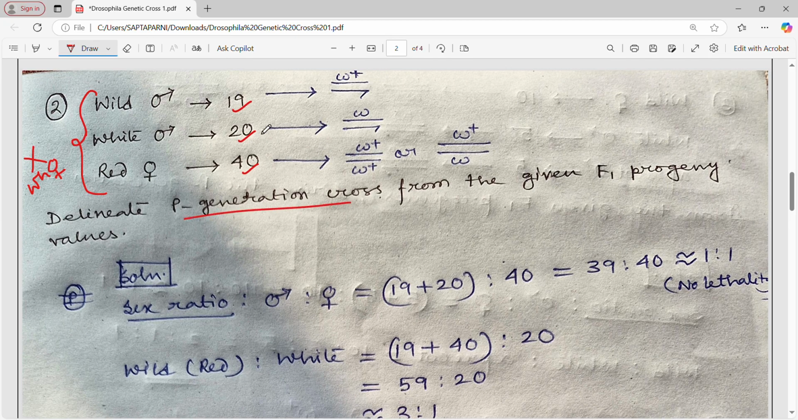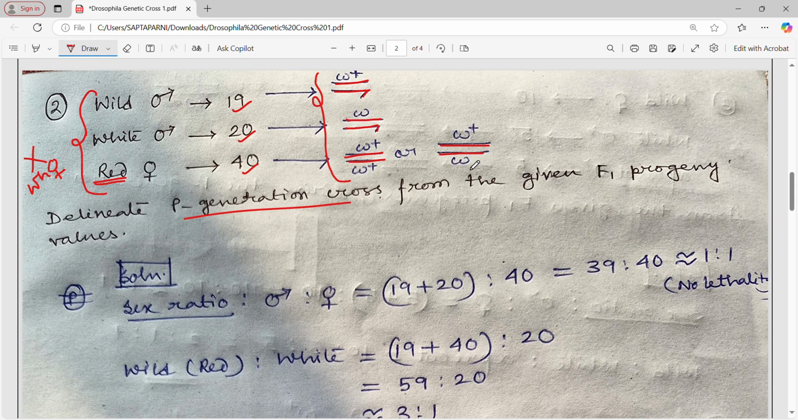So first of all we will write down the genotype of F1 progeny. So what will be the genotype? Wild type male means obviously this is the Y chromosome, and on X chromosome there will be W plus allele. White male means this is the Y chromosome, and on X chromosome there will be mutant allele W, for white eye color. Now red female means red is the wild type eye color. So red female means either on both the X chromosomes there will be W plus allele, or on one X chromosome there will be W plus allele, and on the other X chromosome there will be W allele. Got it? Now let's delineate the cross.